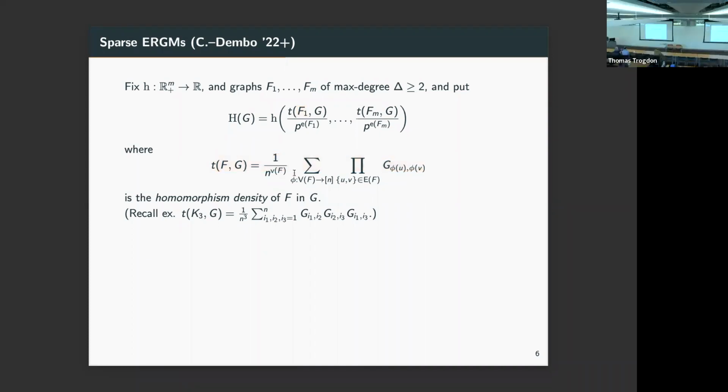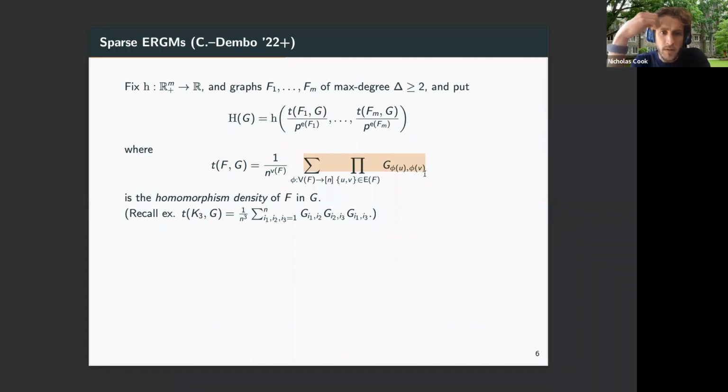This is a formula saying in math what I say in words: if you sample that many vertices, the number of vertices of f, from the big graph independently and uniformly, then this is the probability that you'll see a copy of f on those vertices. This is just multiplying together the indicators that you have all of the edges you want. So that's the so-called homomorphism density.